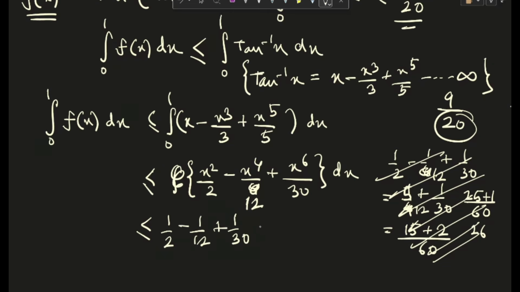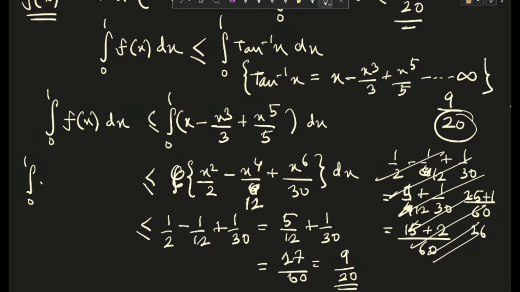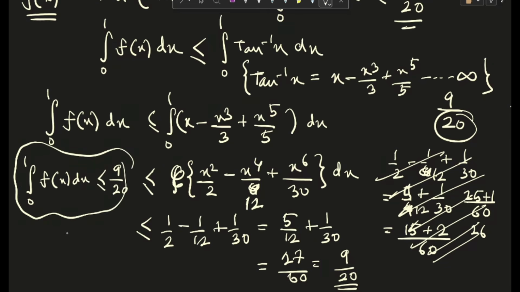So this thing is I guess 5 by 12 plus 1 by 30. And if we take the LCM, this will be 60, 25 plus 2, 27 by 60, which if we reduce with 3 is actually 9 by 20. Okay, so our assumption was correct. So your integral 0 to 1 f of x dx is actually less than or equal to 9 by 20. So our option number A is 100% correct.